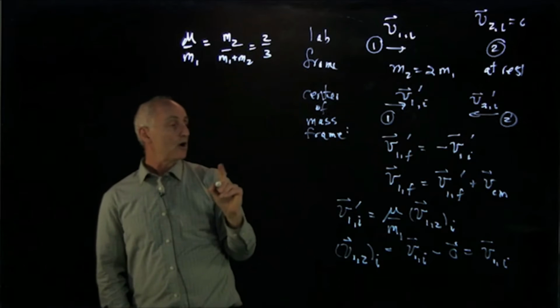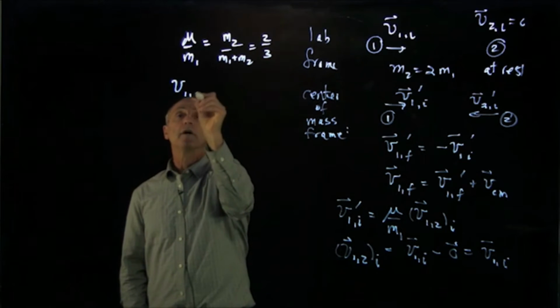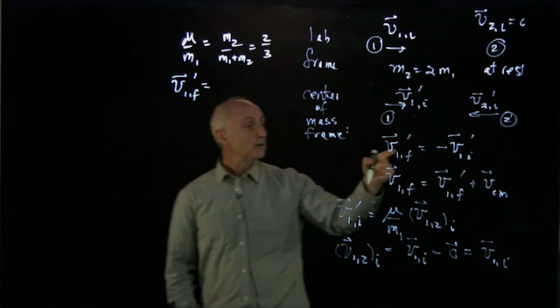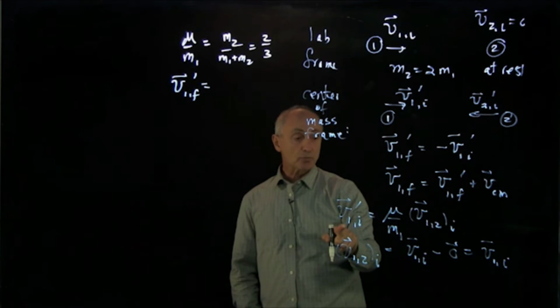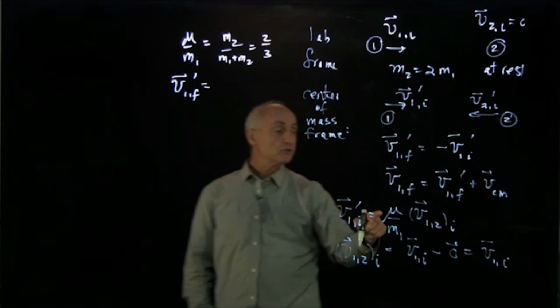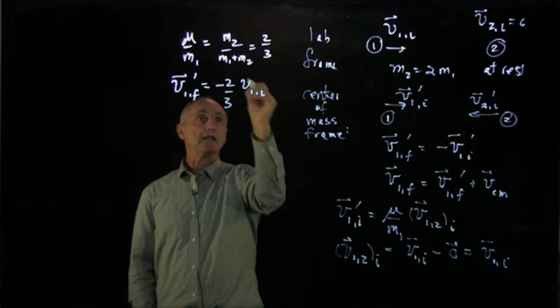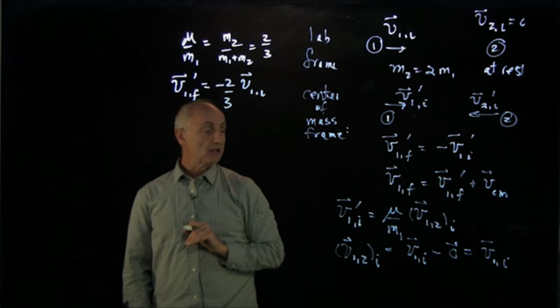And so from our result, we now have very simply that V1 final prime is minus V1 initial prime. So it's minus 2/3 V1 initial. And that's a very straightforward calculation.